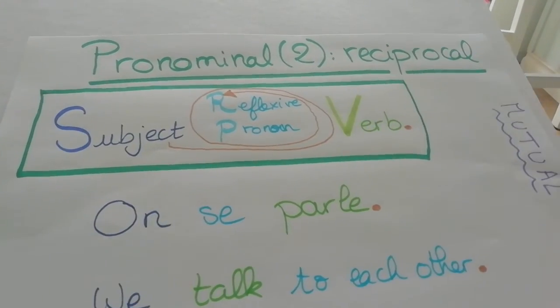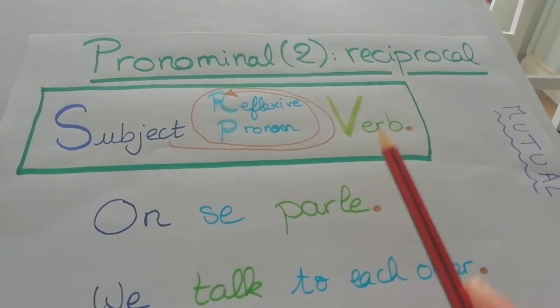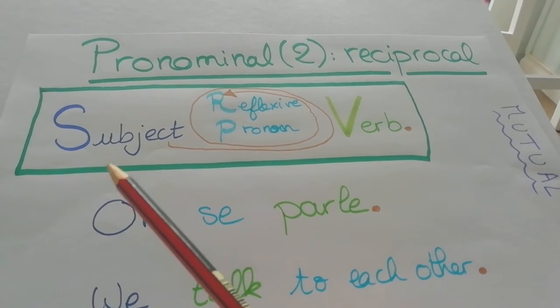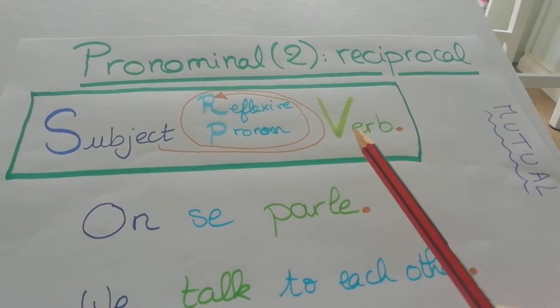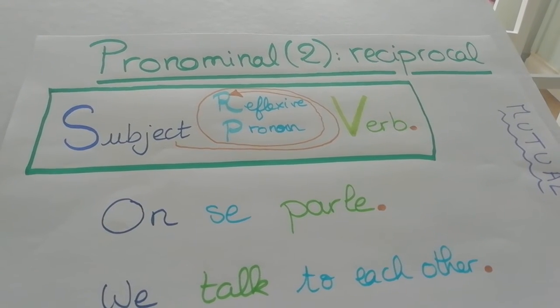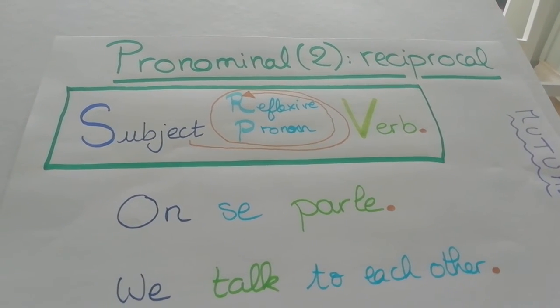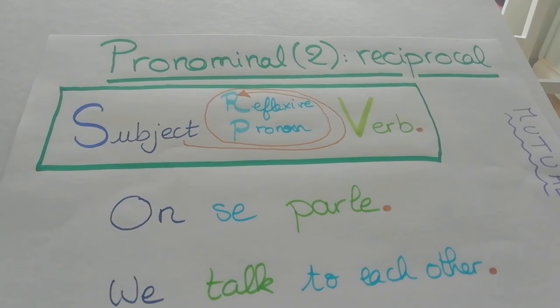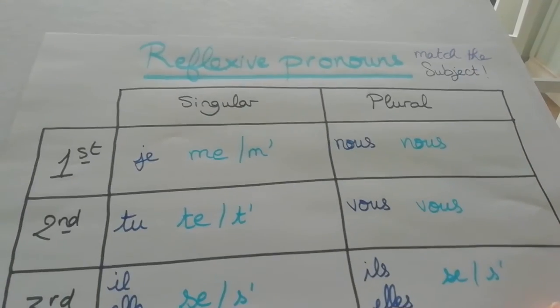So pronominal verbs will either show you an action that's done back onto the subject, reflexive, or an action that's done mutually by a group of people and everybody's taking part. And that's the one that you've got in your relationship lesson. So when we said on se dispute, we argue, you have different people taking part in an argument. Otherwise, it's not an argument, it's just you shouting at people.